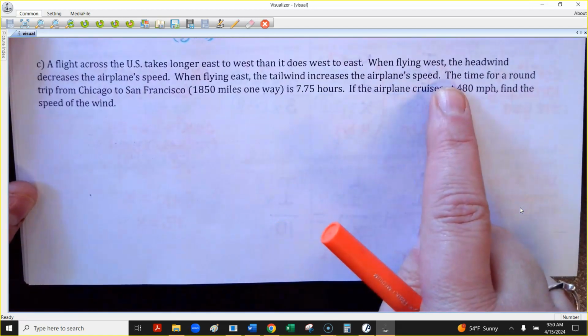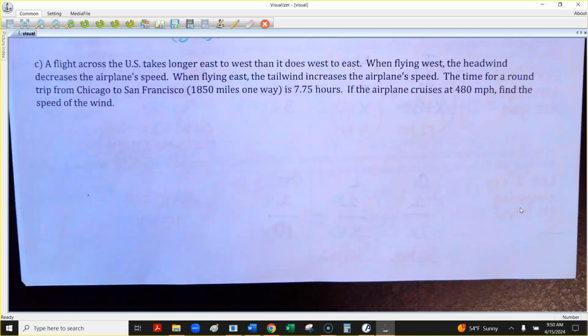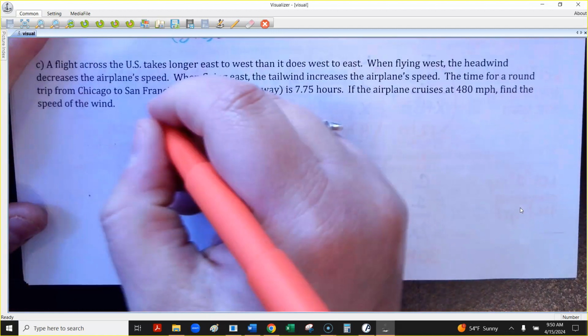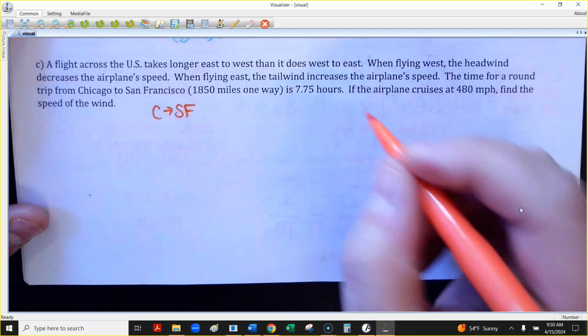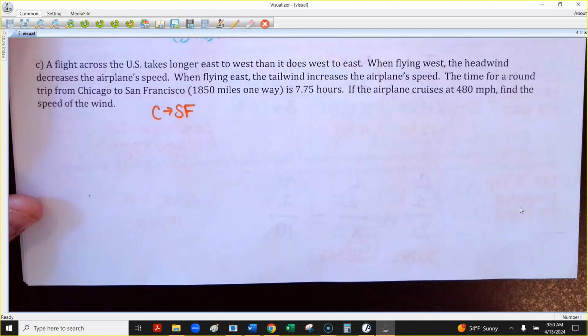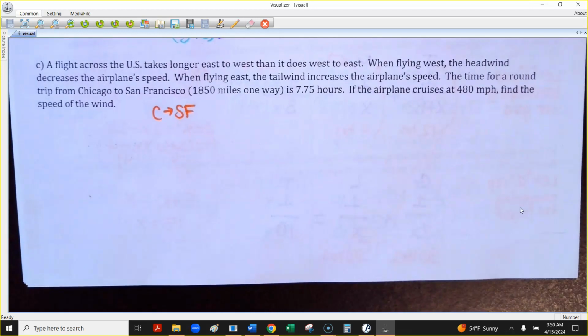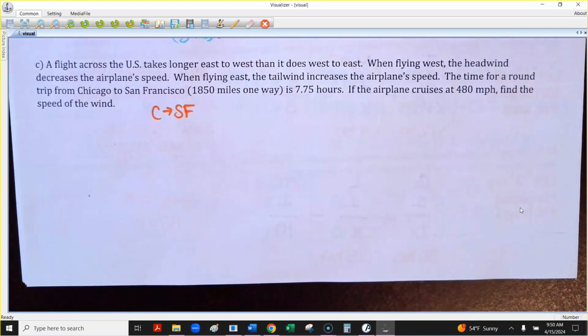Now, the time for a round trip, we're going to go from Chicago to San Francisco, is 1,850 miles one way. And it says the round trip is 7.75 hours. What does round trip mean to you guys? There and back. Okay, so we're going to go there and back.